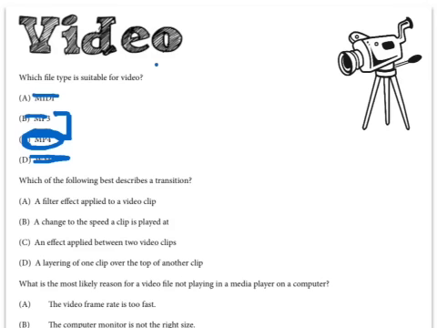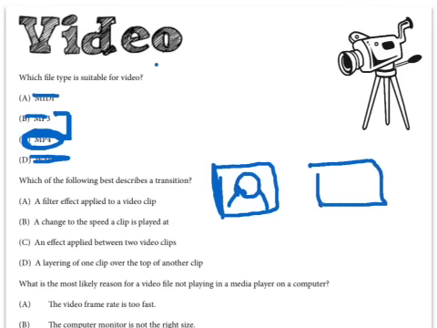Which of the following best describes a transition? If you think of a transition as being one video file here, my little person, and another video file here with another person, the transition is what happens in between those two videos that turns one video into another, like it might be a fade in or a fade out, for example.